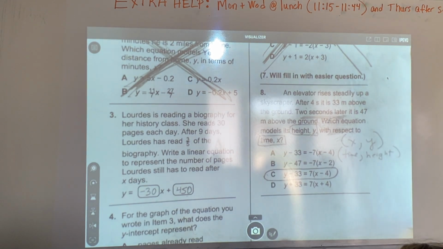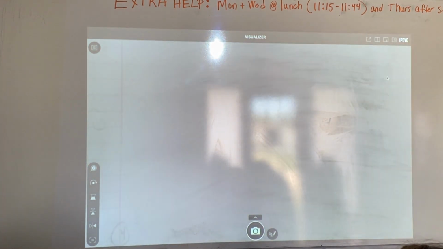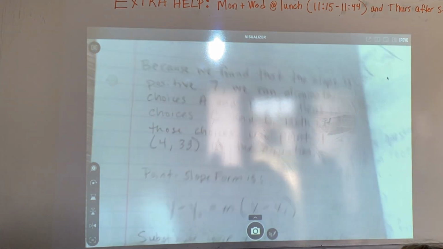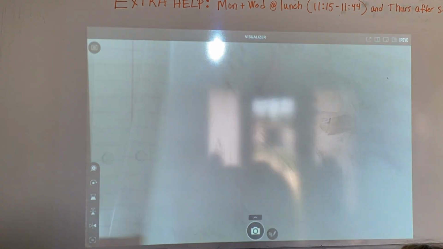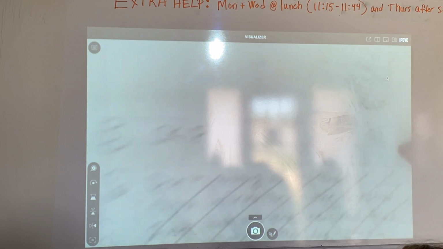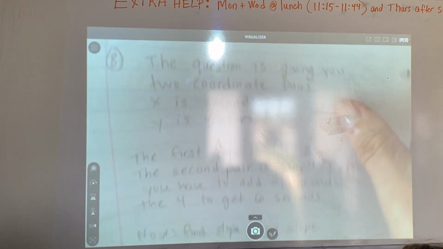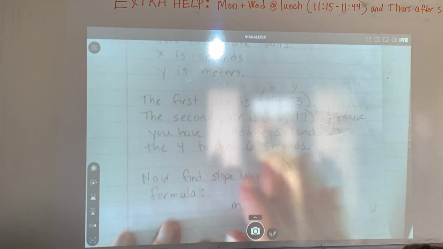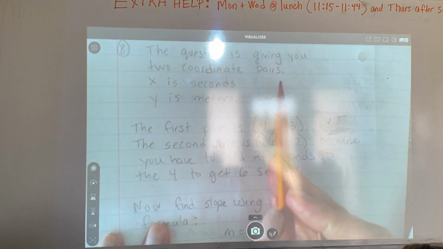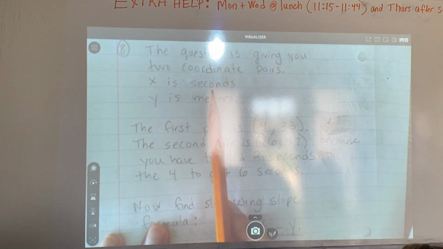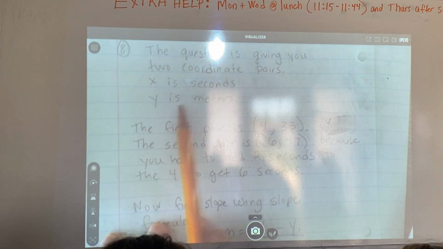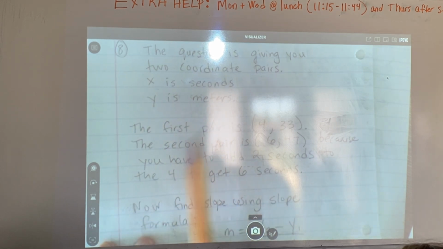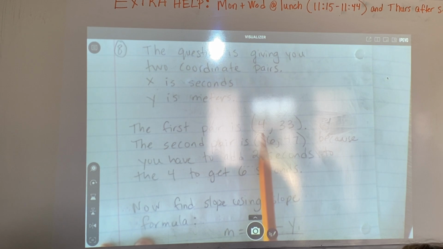Right? So let's take a look at what this would look like. It's giving you two coordinate pairs. X represents the seconds or time, and Y is the meters or height. The first pair that they give you is 4, 33. 4 is your X, 33 is your Y. The second pair is 6, 47.